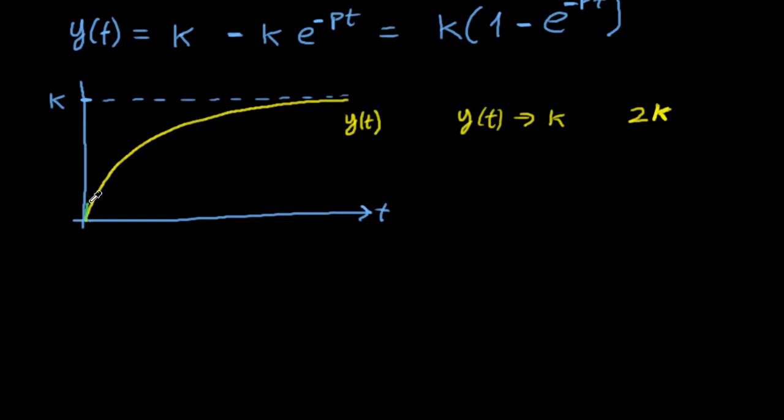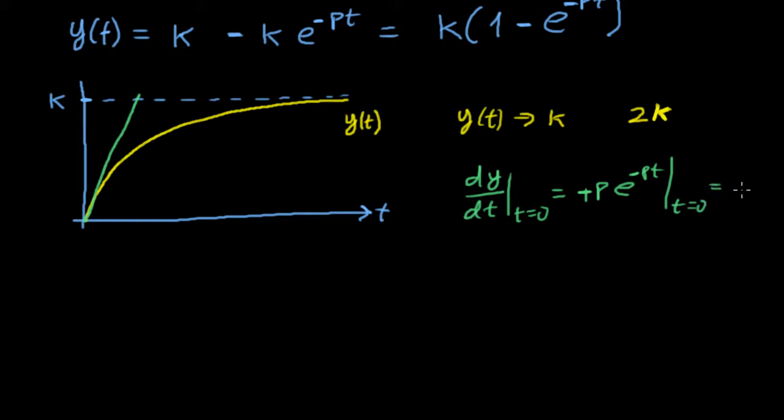It has some, let me see if I'm capable of drawing it. It has some slope at t equal to 0, and actually we can calculate it. It is very simple. We just have to make dy/dt when t is equal to 0. This is equal to minus p, that's plus p e to the minus pt. When t is equal to 0, this is p.